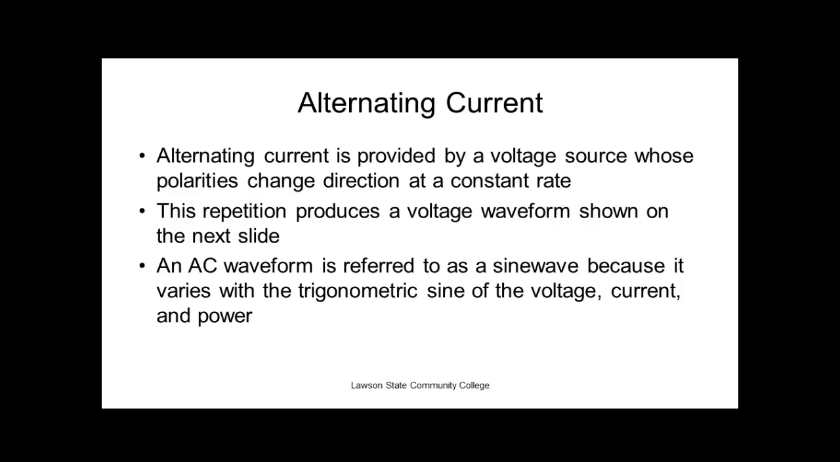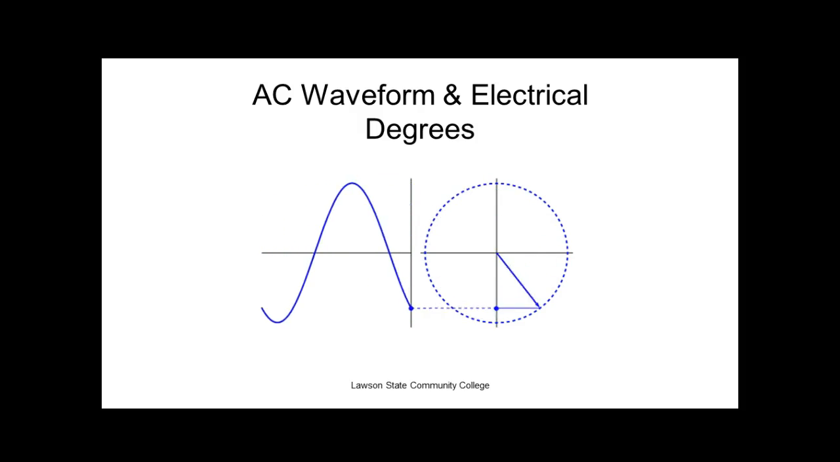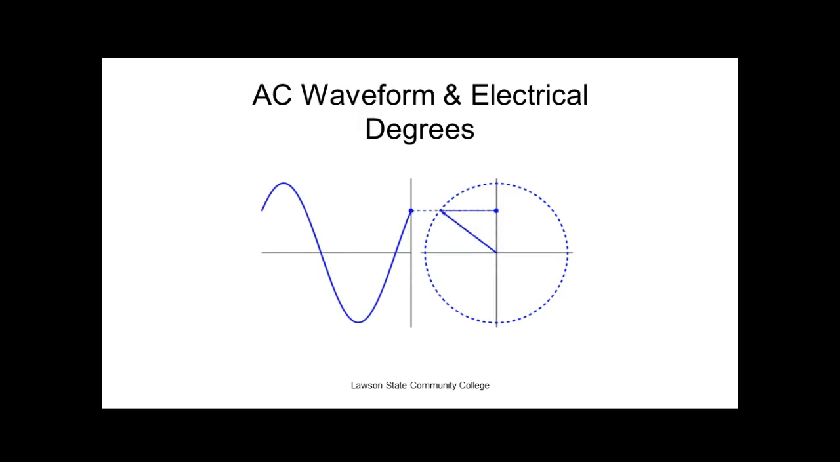Alternating current is provided by voltage sources that swap polarities. This repetition will produce a voltage, and we're going to look at this on the next slide, which is pretty interesting. AC waveforms are referred to as sine waves because they vary with the trigonometric sine of the voltage, current, and power. We'll look at that in a second too. So this is a sine wave, and it's generated on a circle.